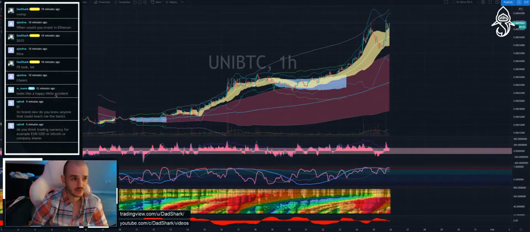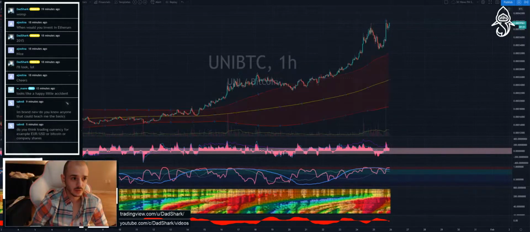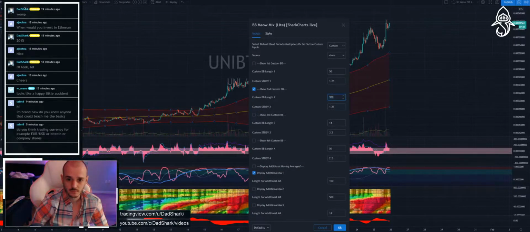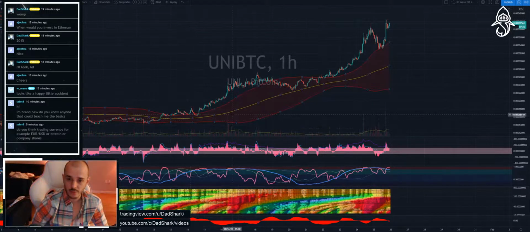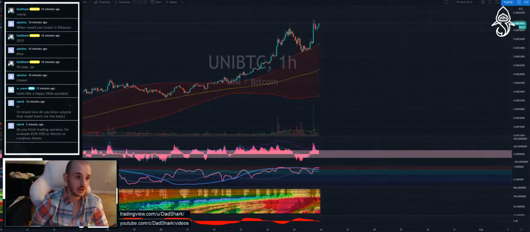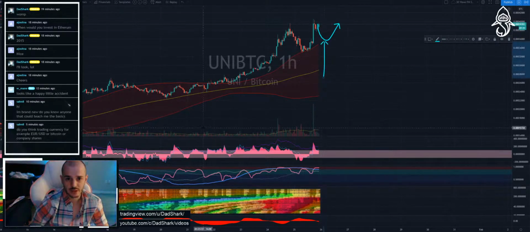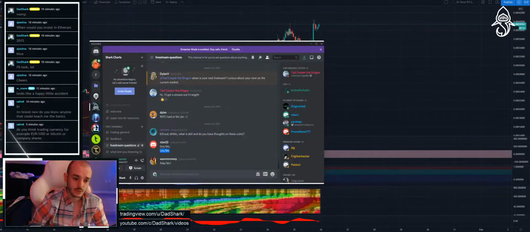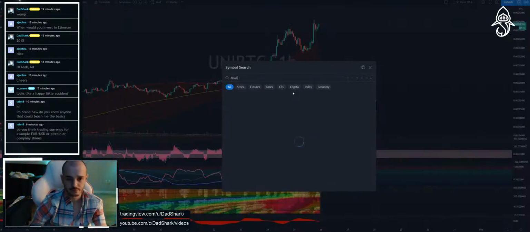Let's see, 151 on the 1 hour. We can try it out. Never mind. That is perfect. It literally bounced directly on that value. Okay, so if we tag down and touch this value again, 151, 1.25 standard deviation, go ahead and buy it. Looks great. Next up, ADA.